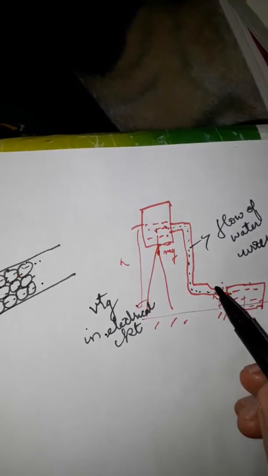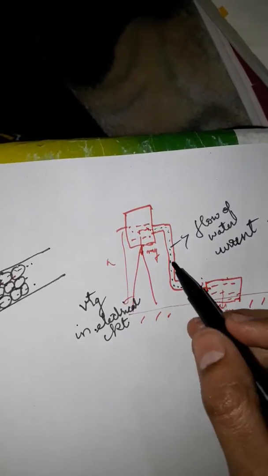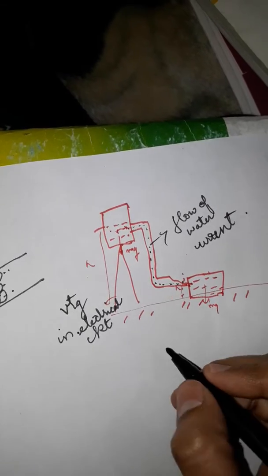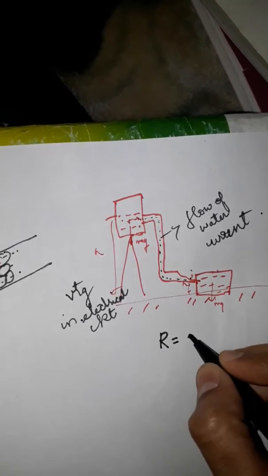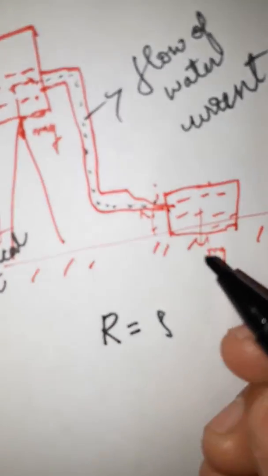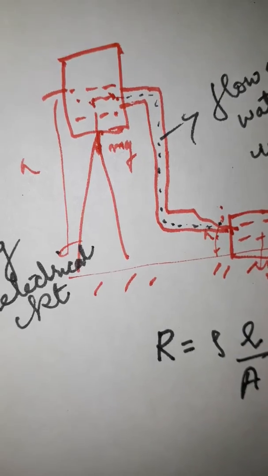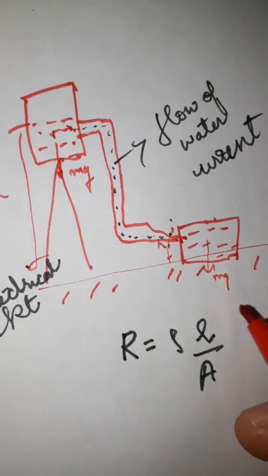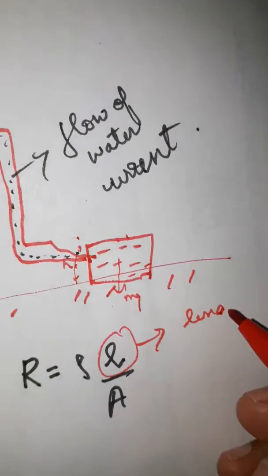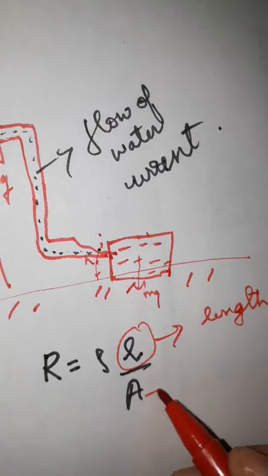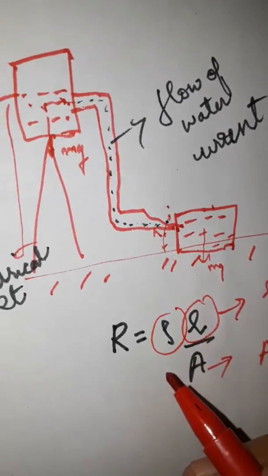So from here we can derive the formula for resistance. Actually, resistance is given by R equals rho L upon A, where L is length of conductor, A is area of cross section, and rho is resistivity.